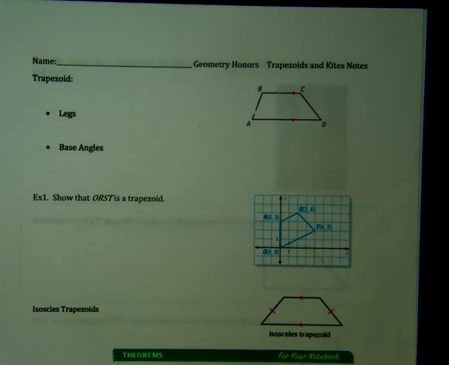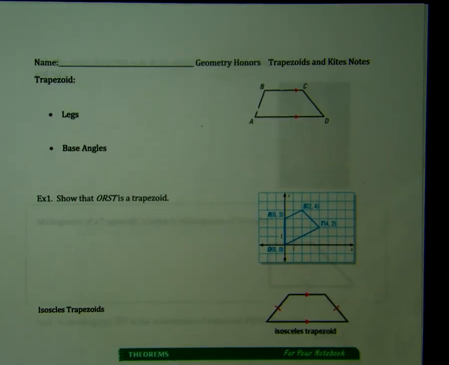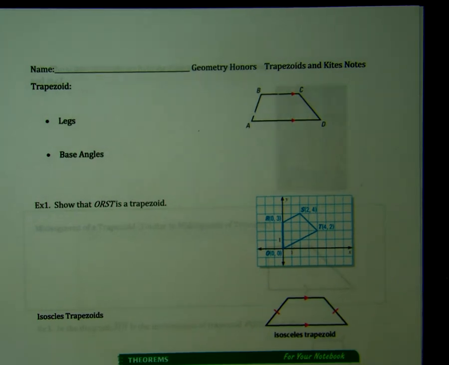Hey everyone. So we're here to talk about the last two special quadrilaterals in this chapter, and those are trapezoids and kites. We're going to go through trapezoids first, kites second. Trapezoids themselves don't have a lot of super interesting things to them, so most of what we're going to talk about are going to be isosceles trapezoids.